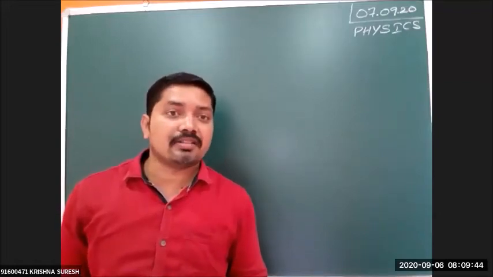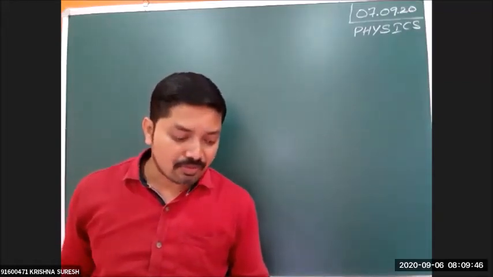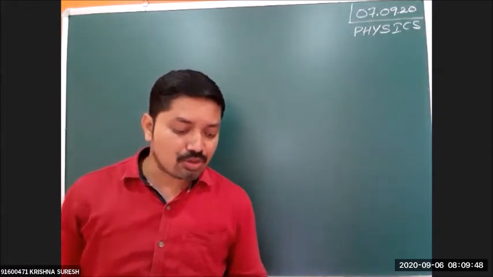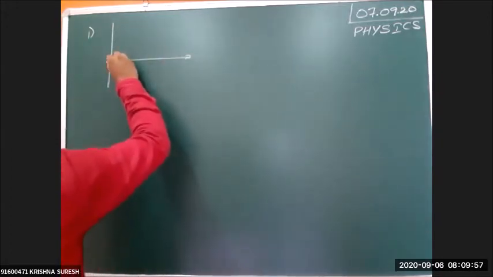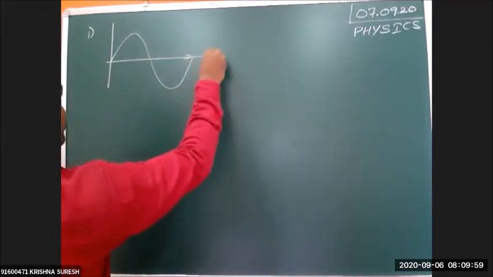Questions dated September 7. First question: an AC source of voltage V equal to V naught sine omega t. He gave you the voltage expression and this is the given graph.